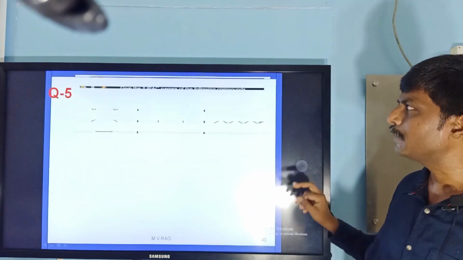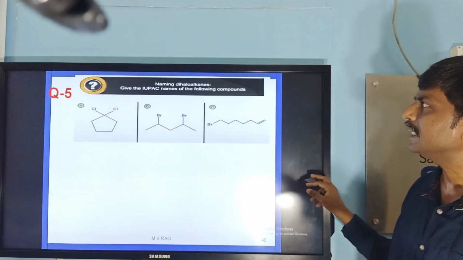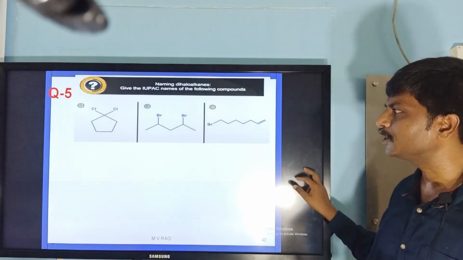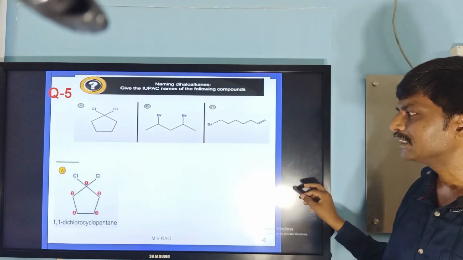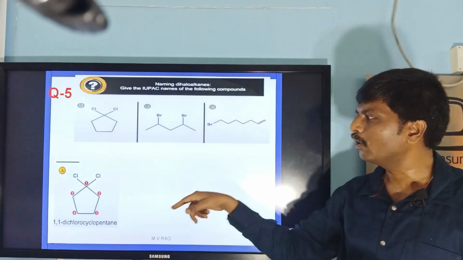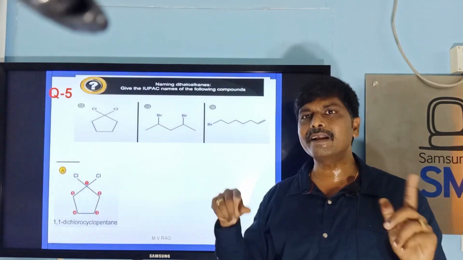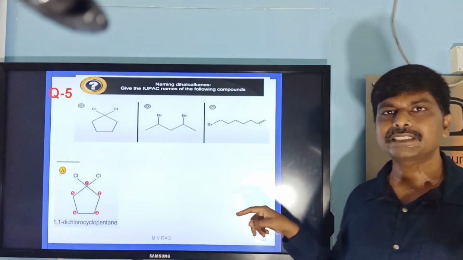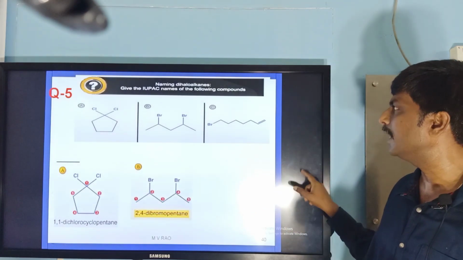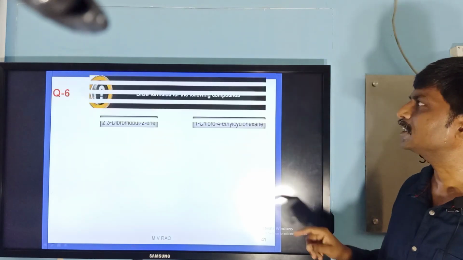The next one is the fifth question. Naming dihaloalkanes: give the IUPAC name of the following compounds. This is the question. You try here and check the answers with this. The first is cyclopentane. 2 chlorines are present on the same carbon, so dichloro. Which dichloro? 1,1-dichloro. Just tell whether it is gem or vic. Gem, because 2 chlorines are present on the same carbon. The next one is 2,4-dibromopentane. The next one is 7-bromoheptane.